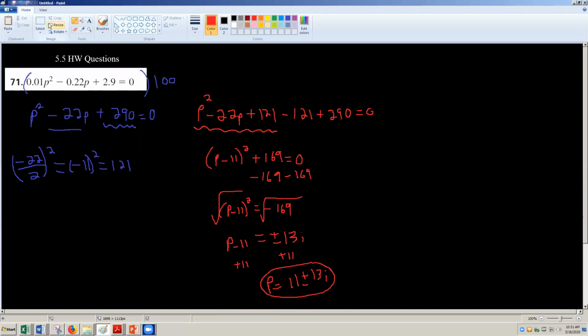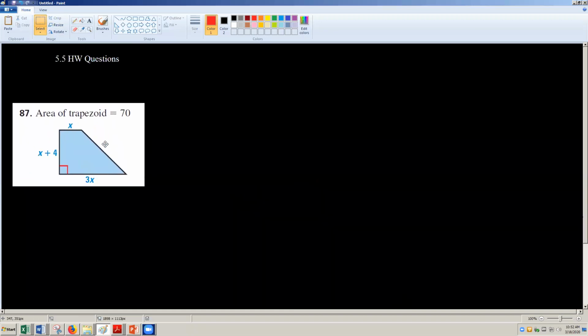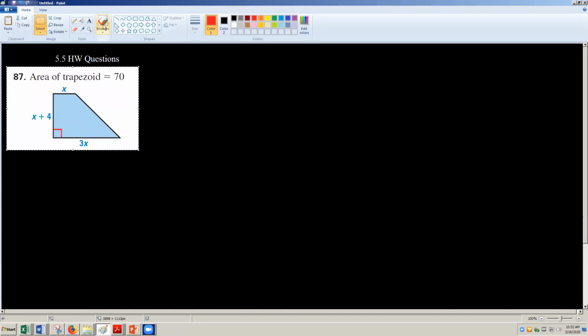So this would require us to have a little bit of knowledge of trapezoids, which hopefully we remember from geometry. So the area of a trapezoid is the first thing we want to start out with. Area of a trapezoid is equal to 1/2 the height times base 1 plus base 2.